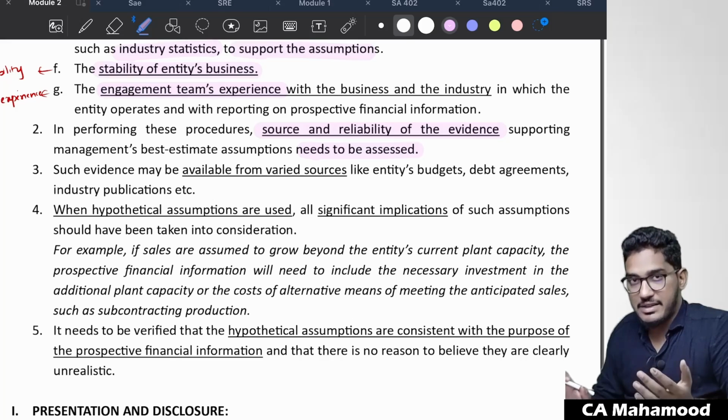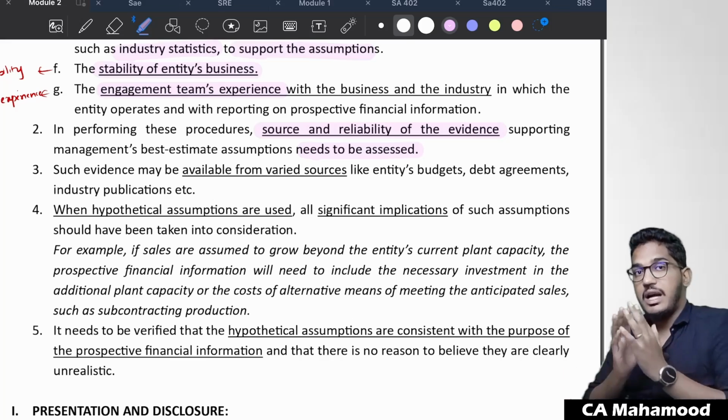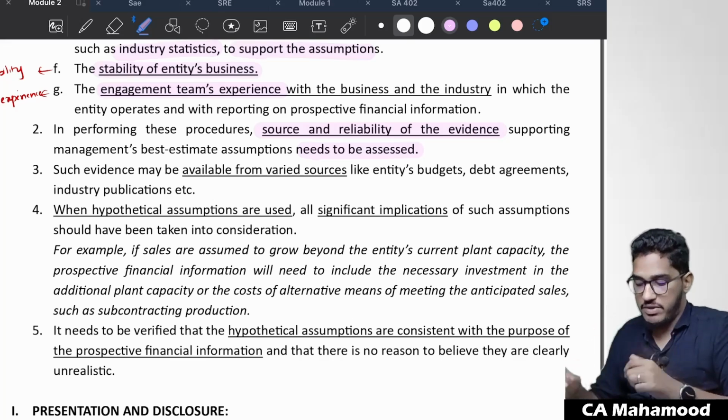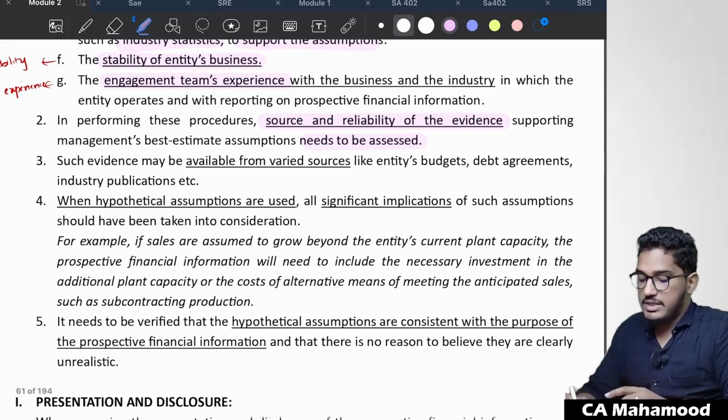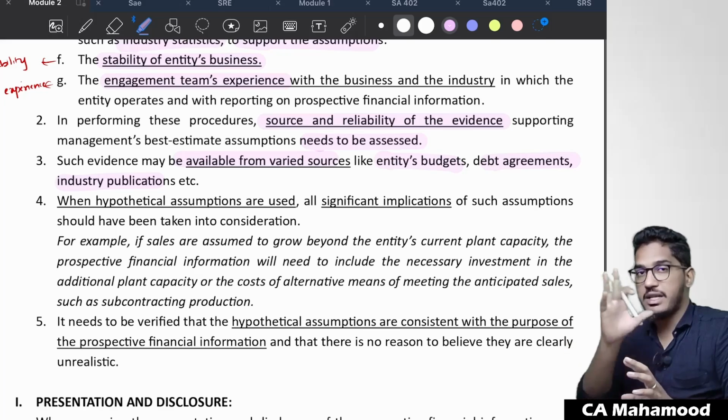You need to analyze that as evidence. After performing the procedures, whatever evidence you get, you have to analyze whether that evidence is sufficient and appropriate or not. Such evidence may be available from varied sources like entities' budgets, debt agreements, industry publications. You can get all that evidence to support the assumptions from various sources.